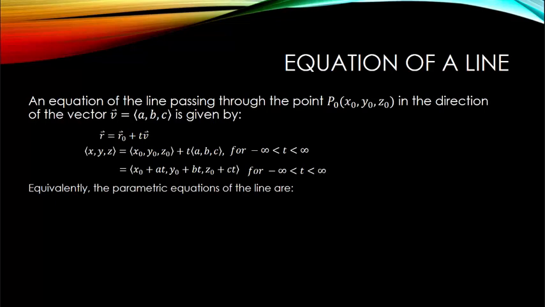This in compressed form becomes the components x sub 0 plus at, y sub 0 plus bt, and z sub 0 plus ct for all real numbers t. Equivalently, the parametric equations for the line are given by these components. X is equal to x naught plus at, y is equal to y naught plus bt, and z is equal to z naught plus ct for all real numbers t.